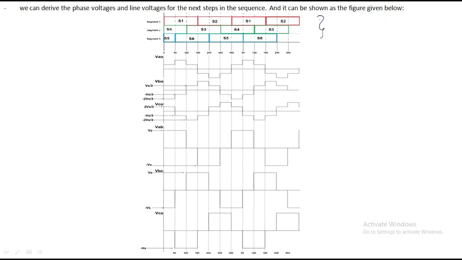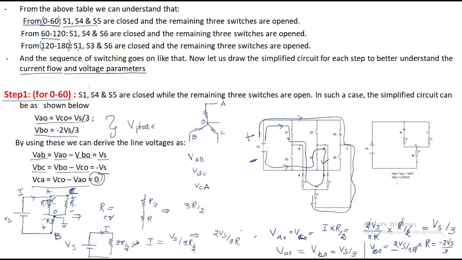These are the conduction of the switches. The switches will be conducted like this. So just observe the waveforms. Look at here. If you look at here, for VA0, 0 to 60 degrees, what is the VA0 value? For 0 to 60 degrees, what is VA0?